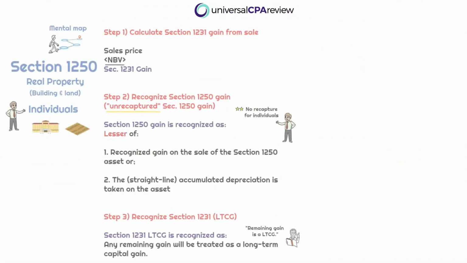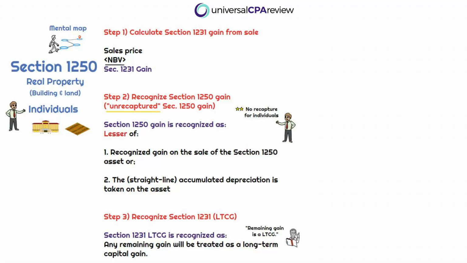So still talking about Section 1250, only now we're talking about Section 1250 for individual taxpayers, not corporations. So basically this is anybody who's filing their business as a sole proprietorship, which would be filed on Schedule C on the individual 1040 tax return. Okay, but more importantly, this is still dealing with real property. So any land or buildings.